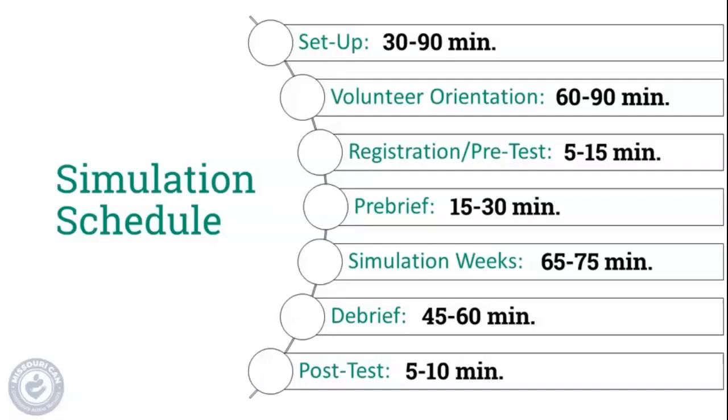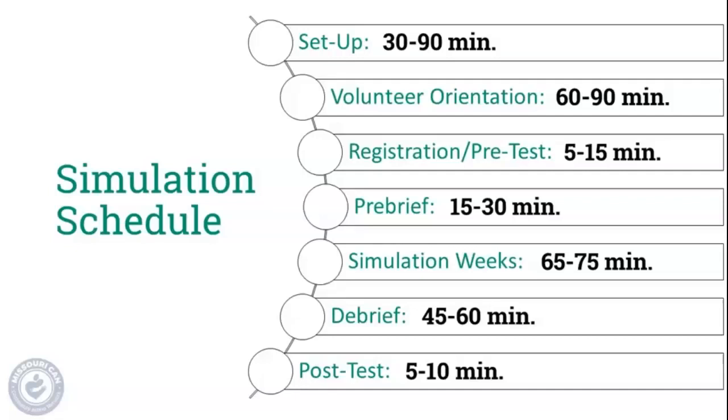Your volunteer orientation can take anywhere between 60 to 90 minutes, and we do recommend having a volunteer orientation at every single one of the simulations that you do. If you have volunteers that are coming back and they become seasoned, you don't necessarily have to go through the whole orientation process again, but you can talk with those volunteers and debrief the previous simulation that you did with them and really continue to foster that group bonding.